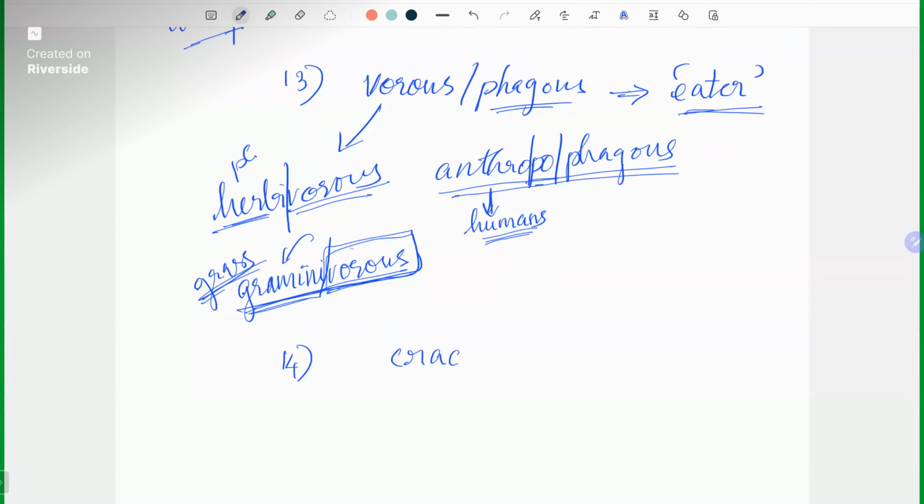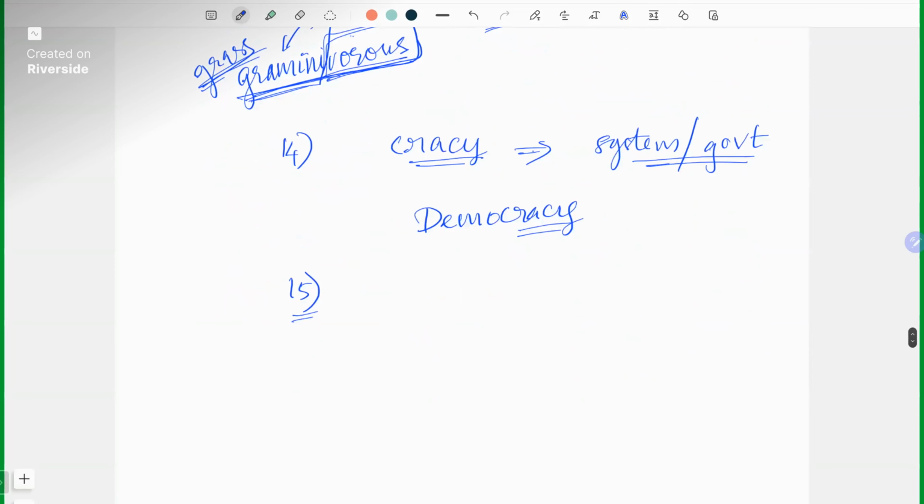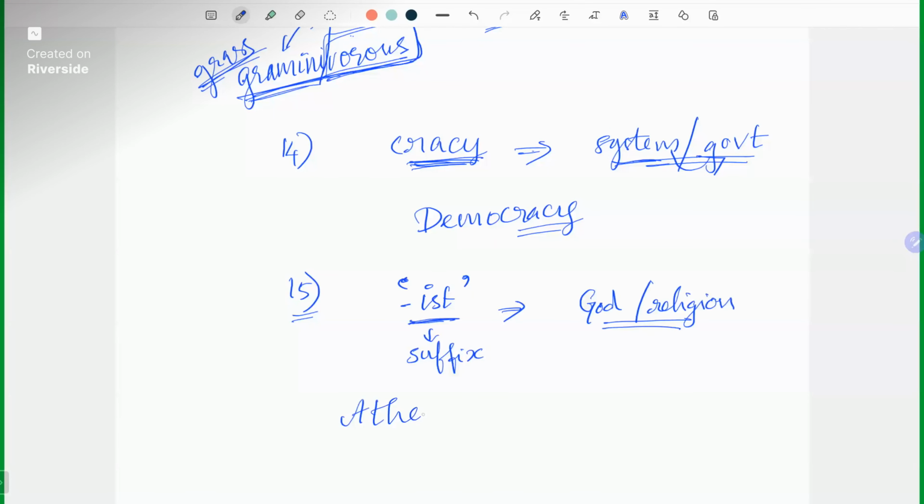Cracy, which means a system. Mostly it will mean government. Simple example, democracy. Even bureaucracy, government run by officials. Anything which talks about a system which is involved with the government. Theo, mostly a suffix, will refer to God in general, even religion.